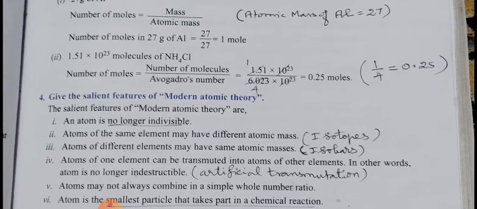Then the salient features of modern atomic theory, important question. Atom is no longer indivisible, atom is divisible. The atoms of same element may have different atomic mass, for example, isotope. Atoms of different element may have same atomic mass, isobar. Atoms of one element can be transmuted to the atom of other element. In other words, atom is no longer indestructible.